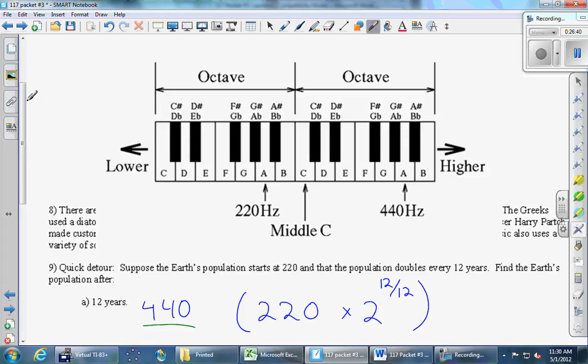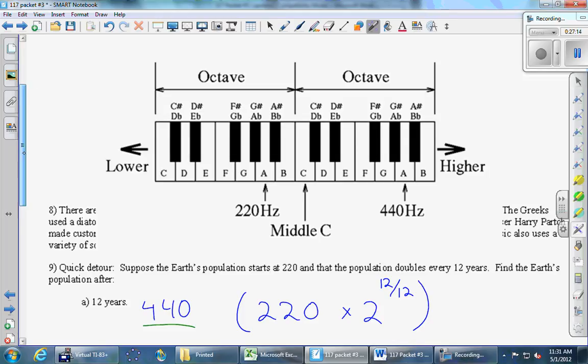How many notes are there going up an octave? There are 12. There are 12 notes that you have to pass through to go up an octave. And every time I go up an octave, I need to double. Okay, now we're going to stop thinking of 220 as being a frequency. I'm going to think of it as a population. I've got 220 people. And instead of thinking it takes me 12 notes to double, what am I thinking? 12 years to double. And all of a sudden, this question that you just answered about population is really answering questions about frequencies of these notes.